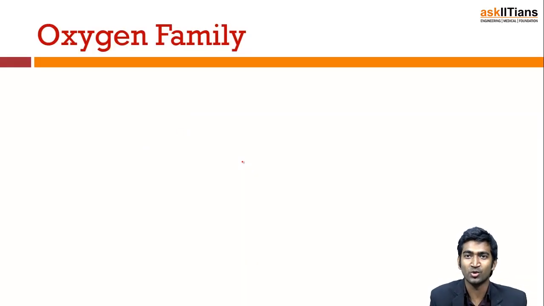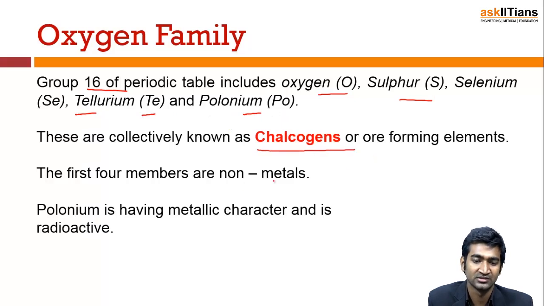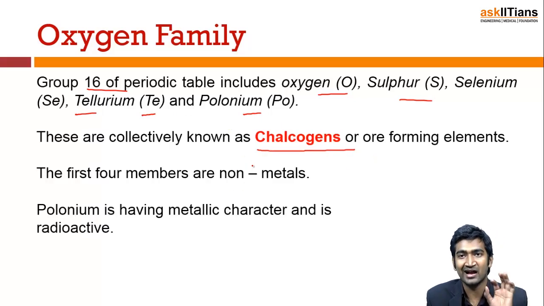So oxygen, which is the most vital element for us to survive on the planet Earth, is also a part of P-block elements. So this is group 16: oxygen, sulfur, selenium, tellurium, polonium, and they are known as what? Chalcogens, or ore-forming elements, because they are present in most of the ores in the earth crust.